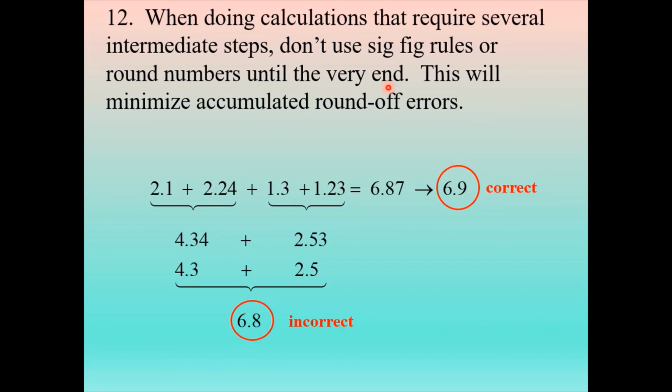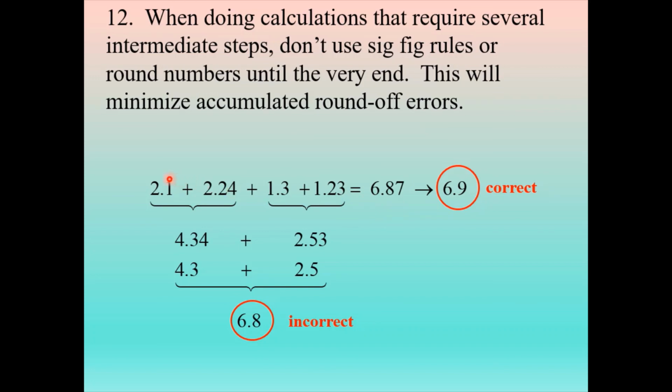The reason for this is if we start rounding and using sig figs on each step of the way, we may accumulate all of our round-off errors, and it can end up affecting the end result. So just to show you an example of how this can happen, suppose you were asked to add these four numbers together, 2.1 plus 2.24 plus 1.3 plus 1.23. If you do this on your calculator, you'll get 6.87.